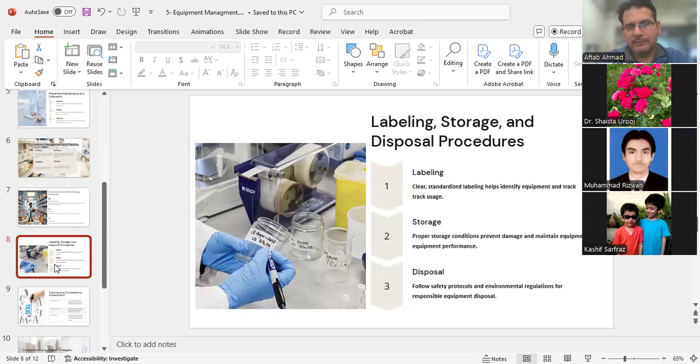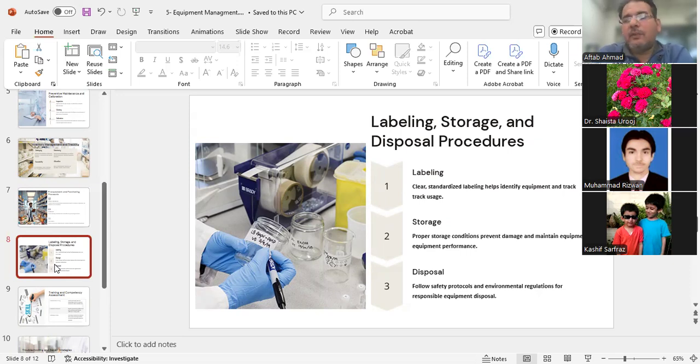Then comes the storage. We should have proper storage conditions to prevent damage and maintain performance. Storage is very, very important, and where you are putting that equipment. If it is a very humid area, or you have put your equipment in the basement, and in the basement there is seepage, there is leakage and a lot of humidity, that can damage your equipment. So it's very, very important how you are actually storing it.